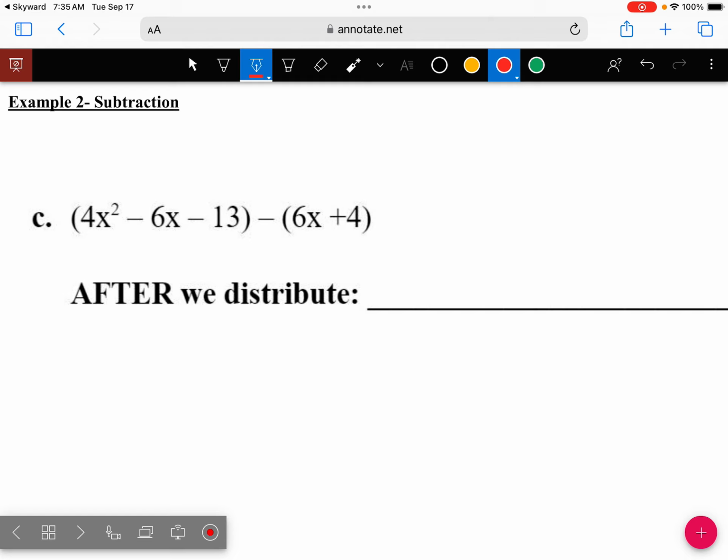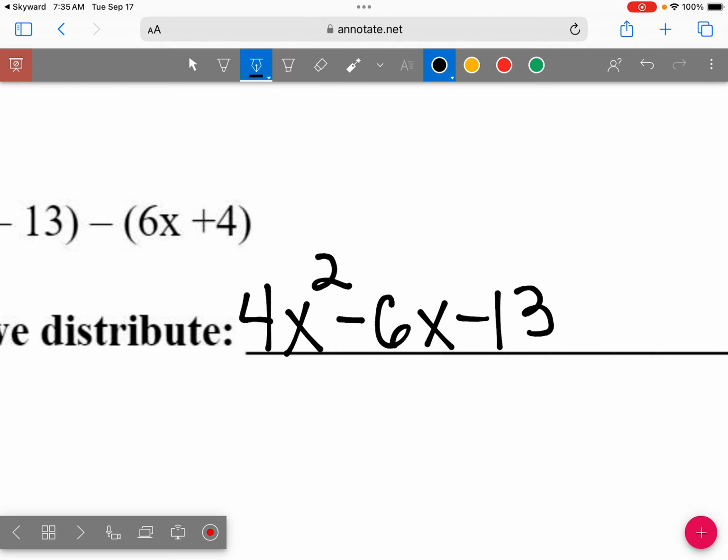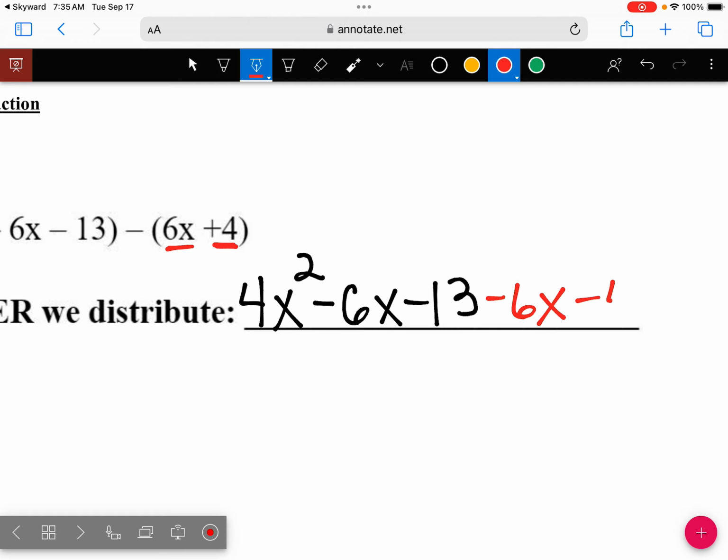We distribute that 4x to the power of 2, and then negative 6x, negative 13, that stays the same. Now, only these two are going to change. Both of these change. So that becomes a negative 6x and a negative 4. Combine your like terms. So that would be 4x squared by itself.